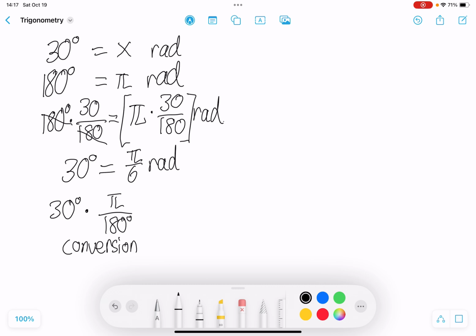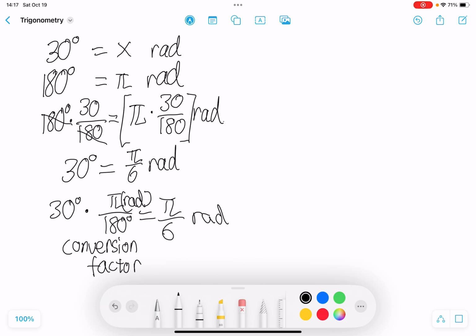This is a conversion factor. So if you multiply this, you again get pi over 6 radians. And this should actually have the unit pi radians, but for convenience, we sometimes just ignore the unit rad. So 30 degrees times pi radians over 180 degrees is pi over 6 radians, and this is also the answer. So x is just pi over 6.